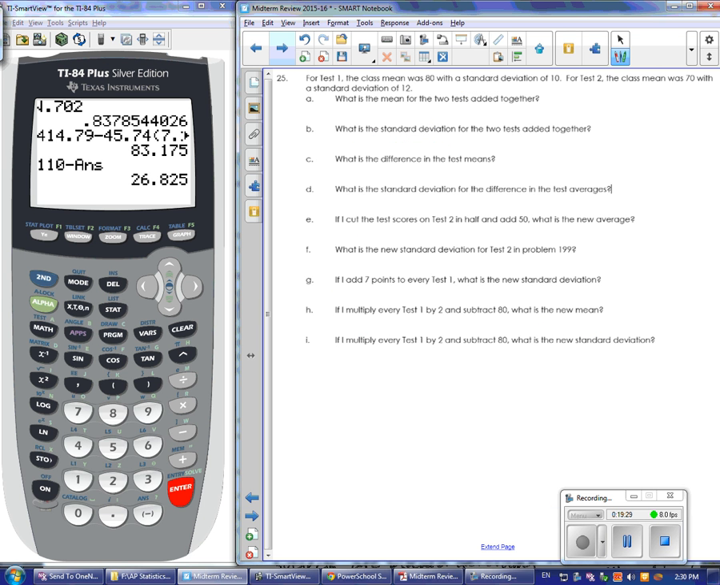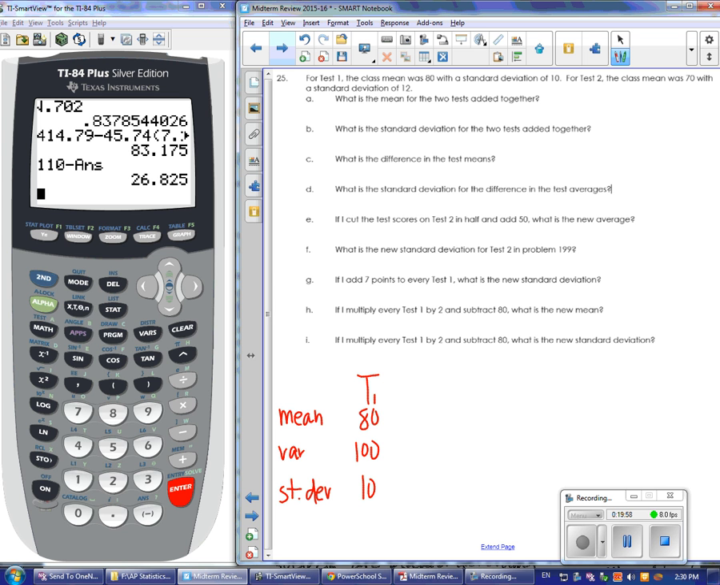And I'm actually going to create a little table at the bottom of the screen just to help organize everything. It says for test 1, I'm going to call that T sub 1, the class mean was 80. So let me do this. Mean. I'm going to go ahead and do the variance next, and then the standard deviation down here. All right, so the mean for test 1 was 80, it had a standard deviation of 10, which means that it had a variance of 100.